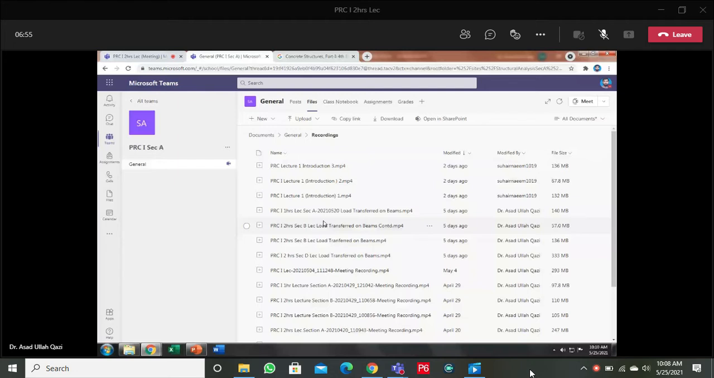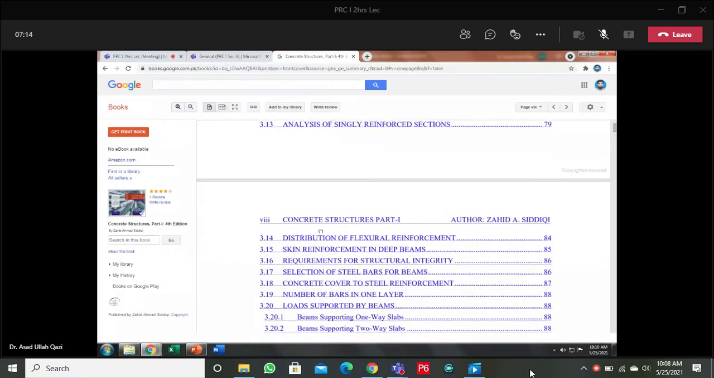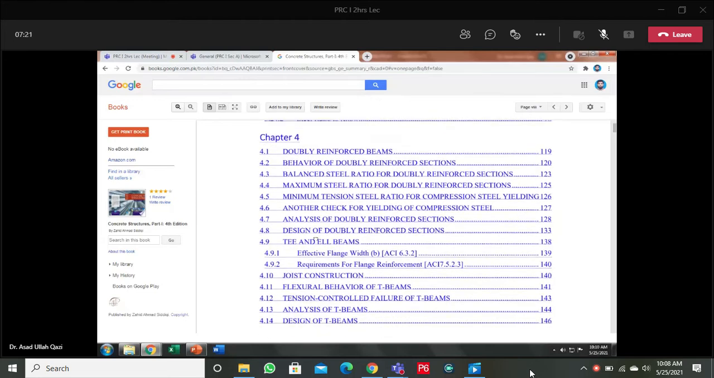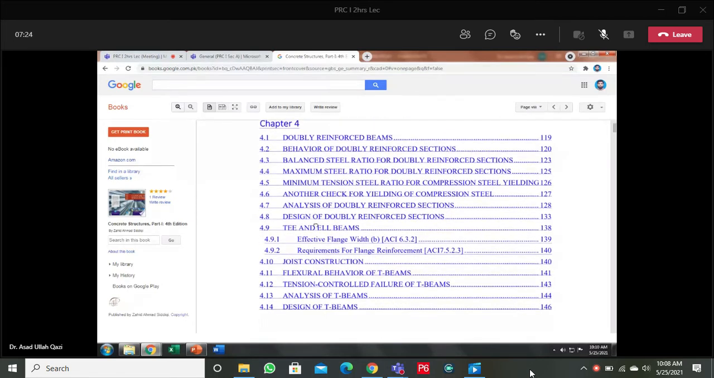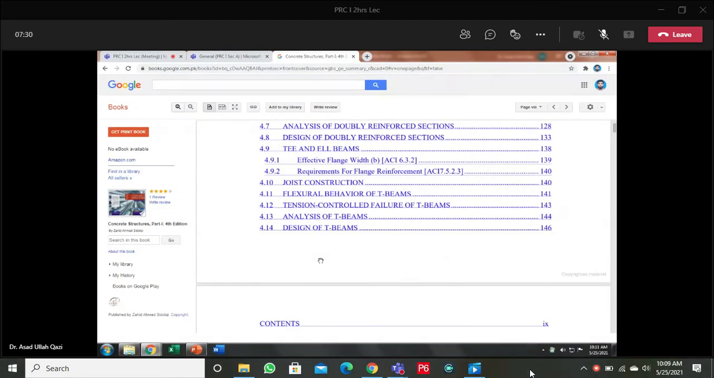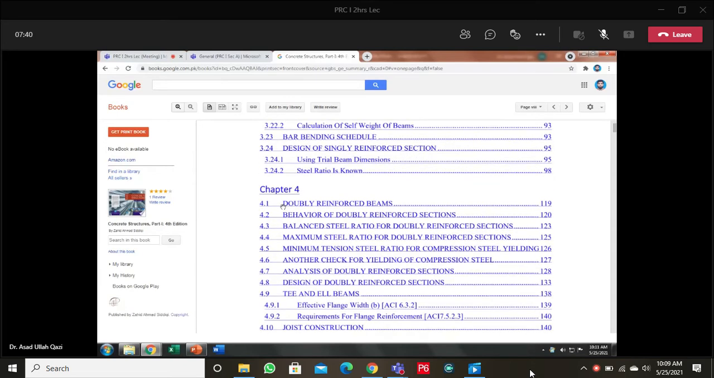under the flexural design and shear design for various types of beams, singly reinforced, what I have covered in chapter 3. And now in chapter 4, I am going to discuss from this reference book, doubly reinforced beams or shallow beams. And it is in chapter 4. And Dr. Safir will discuss with you T-beams and edge beams. So it is also present in chapter 4. And then finally, continuous beams. So now we are actually discussing contents from chapter 4.